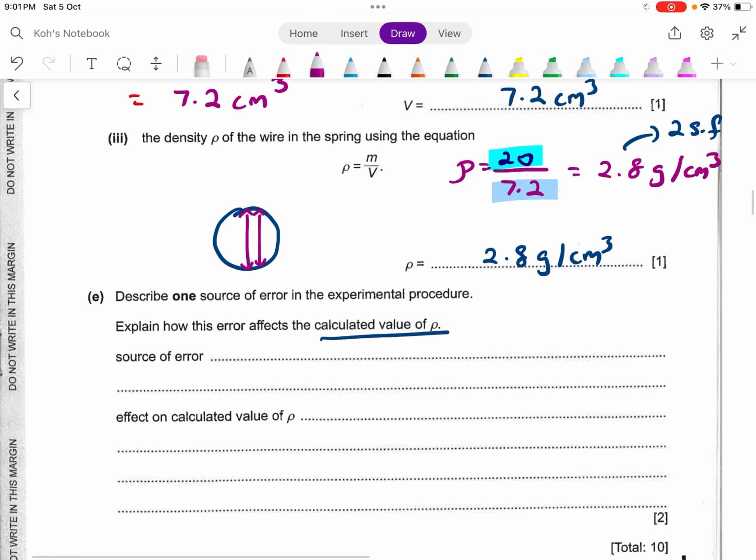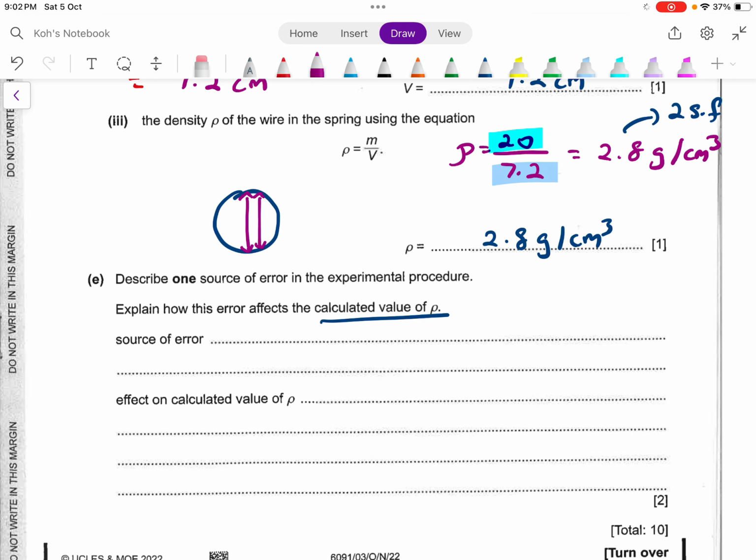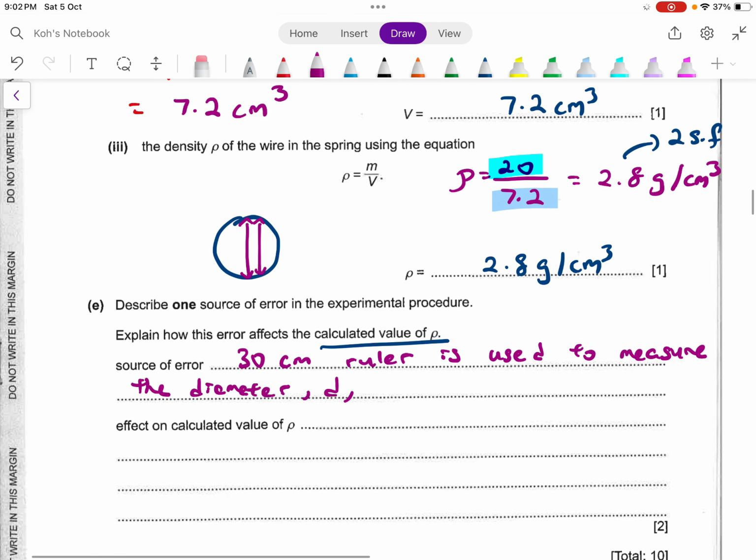So okay, I write down the source of error. The source of error is that a 30cm ruler is used to measure the diameter, small d, of the spring. Okay, so that's the source of error.